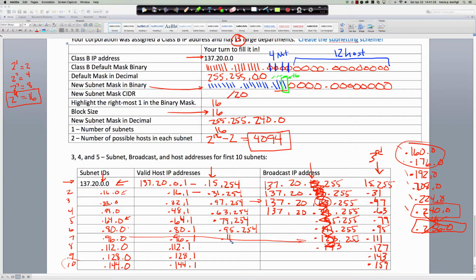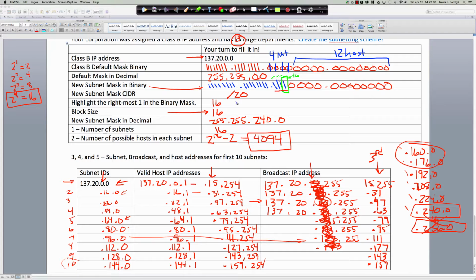So .111.254, .127.254, .143.254, and finally .159.254. So again, I apologize about the train wreck here in the third octet as I crisscross some of the values as I was moving from left to right, but we've got it sorted out here. And so that's exactly what it would look like.